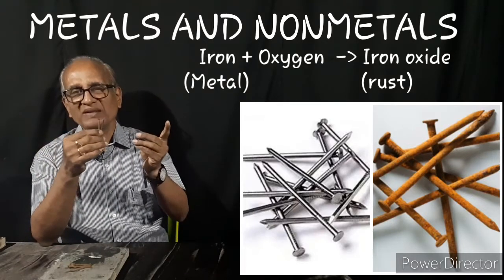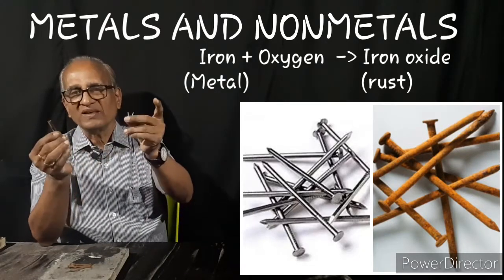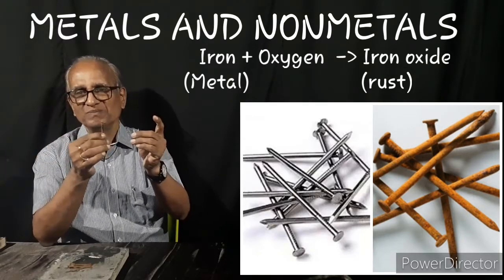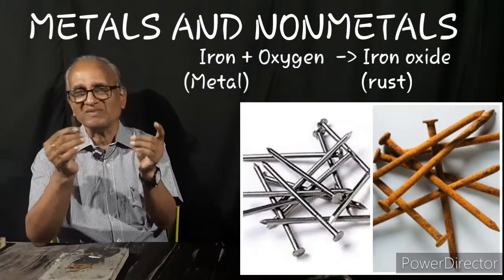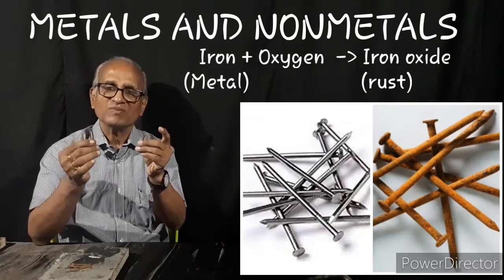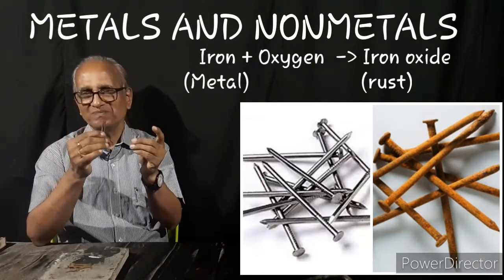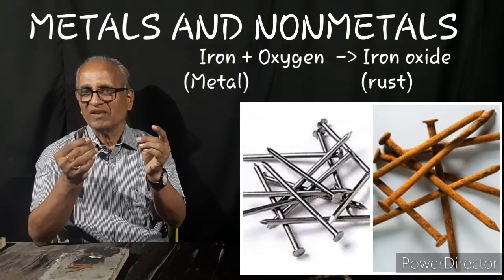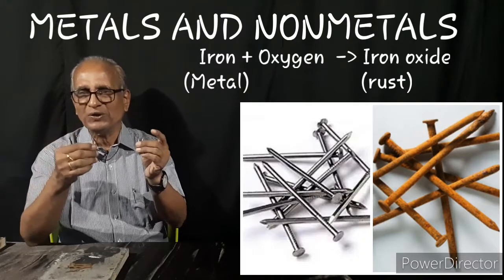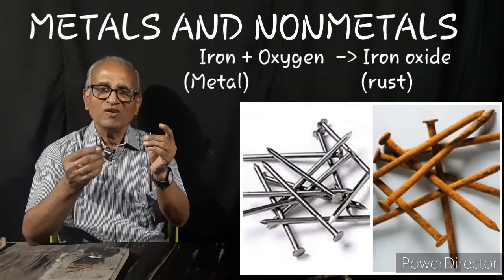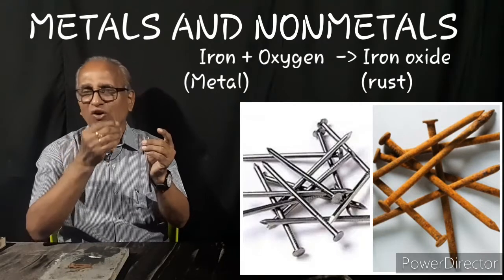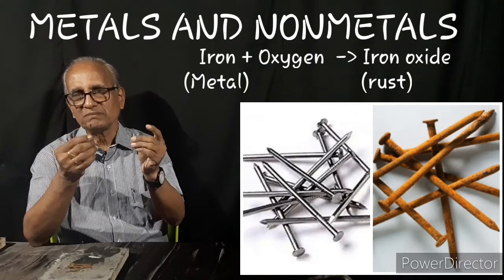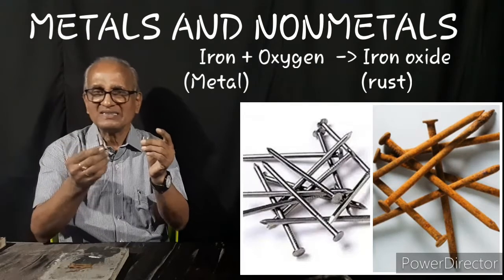What happens actually? Iron, in the presence of water vapor, combines with the oxygen and forms iron oxide. Iron with moisture and oxygen transforms itself into iron oxide. This iron oxide is called as rust. Rust destroys iron.